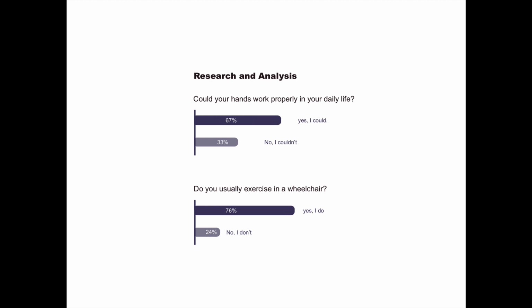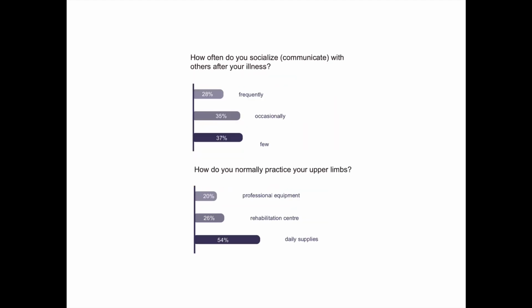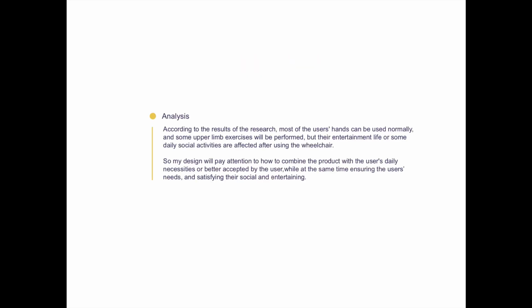So I do some research. Most of the people would like to exercise their body at home and do it individually. The research also showed that people with disability have the need to socialize with other people. To briefly summarize, the current solutions focus on physical exercise, but my design wants to fit the user's daily need and be more easily accepted by the users. Furthermore, I want my users to use my product to satisfy their social and entertainment needs.